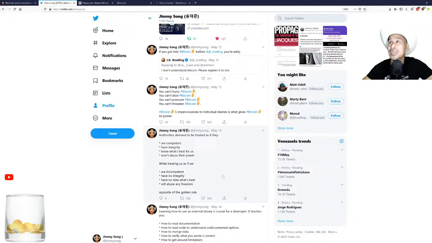Authorities demand to be treated as if they are competent, have integrity, know what's best for us, and won't abuse their power, while treating us as if we are incompetent, have no integrity, have no idea what's best, and will abuse any freedom. Opposite of the golden rule. And this is the real asymmetry between the governed and the governors. This needs to be brought into light: the authorities in charge often abuse their powers at the expense of us.